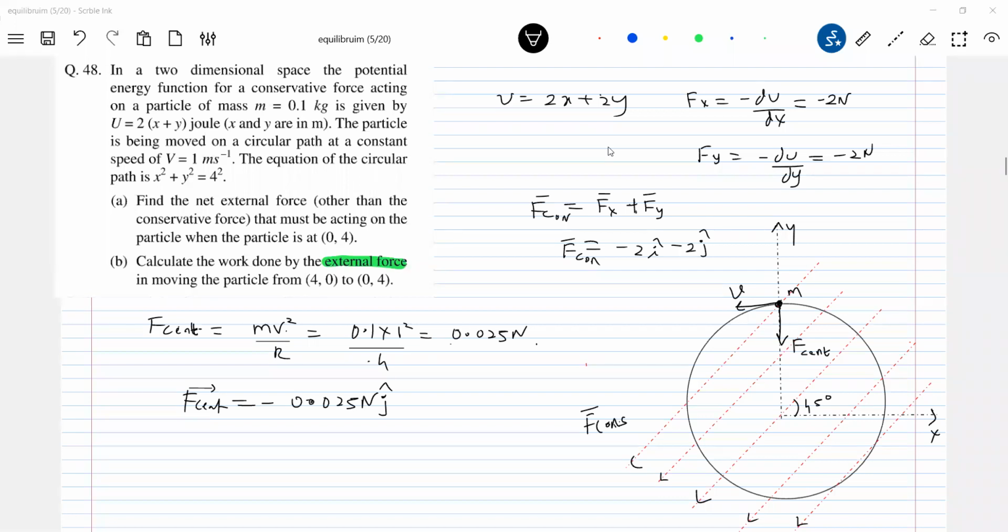Is it possible for this conservative force to make the particle move in a circular path? If you ask this question to yourself, the problem is over. Not possible, no? So who can make the particle move in a circular path? Some radial force. Is this conservative force a radial force? No. According to the given situation, this is the path of the particle.